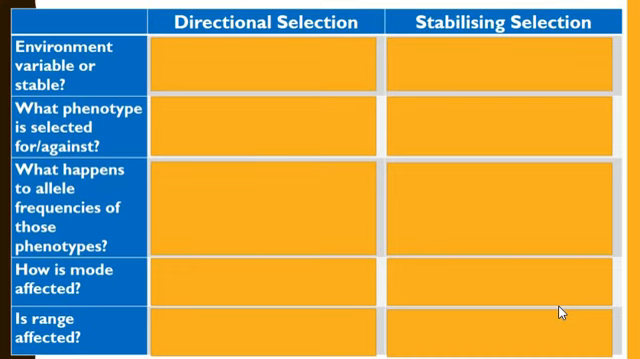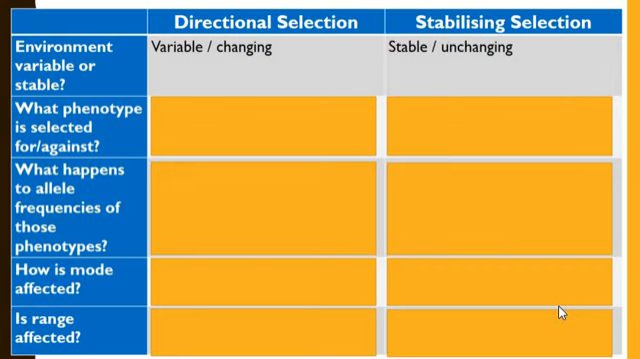Okay, so for directional selection, environment tends to be changing. Okay, so there's something in the environment, like in the giraffe example, where trees are really high. It makes sense for giraffes with longer necks to be more successful here. For stabilizing selection, the environment tends to be stable or unchanging.